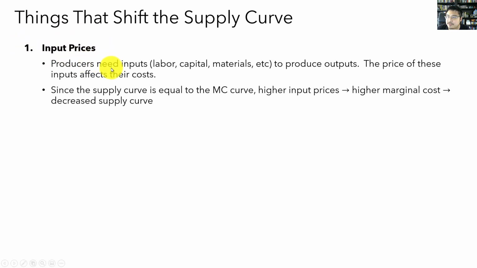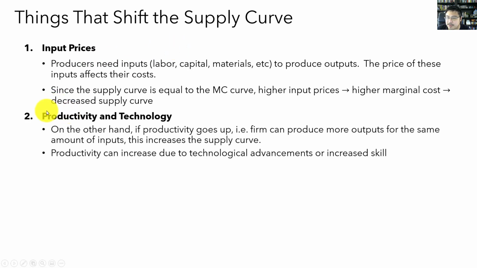All right, so producers need inputs such as human labor, or capital, or materials, or energy, etc., in order to produce outputs. And what that means is that the price of these inputs is going to affect their costs. And since the supply curve is equal to the marginal cost curve, right, we talked about that in the last lecture, then higher input prices implies higher marginal costs, which means a decreased supply curve, right? And so changes to input prices can affect the supply curve.